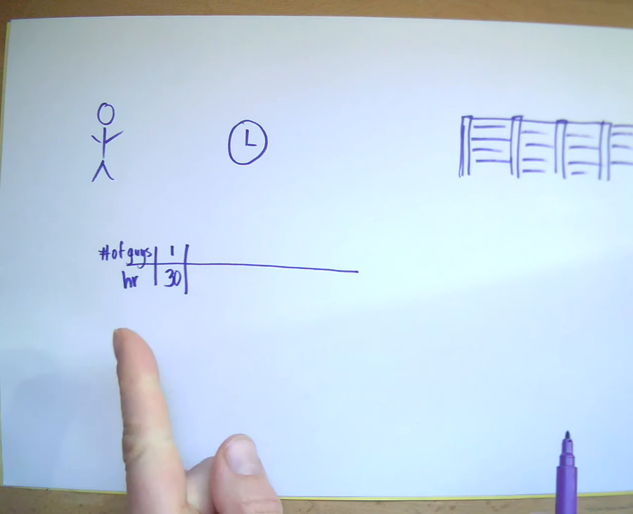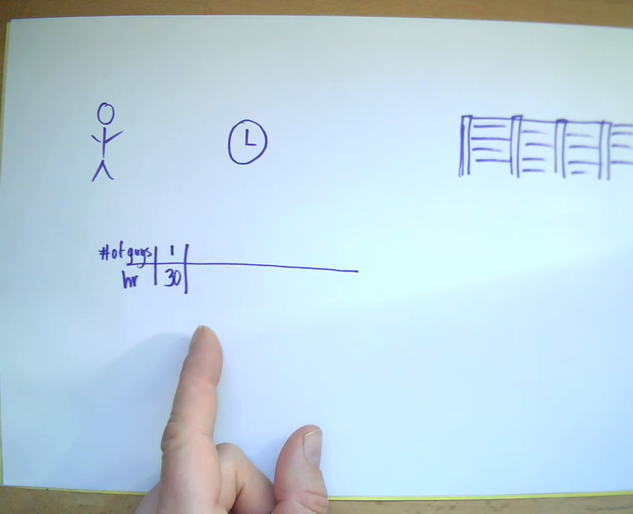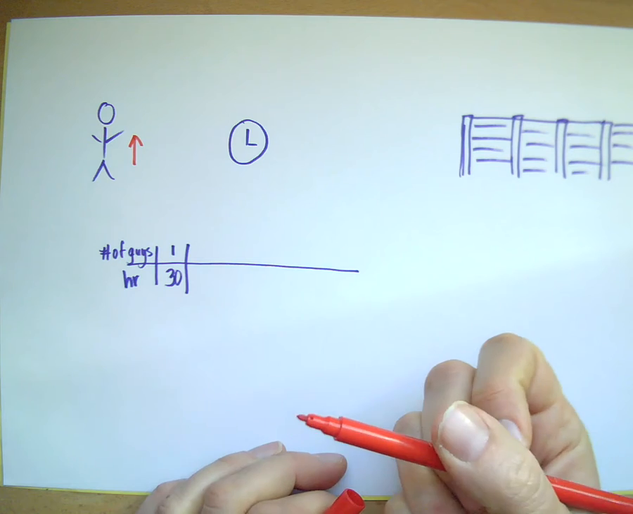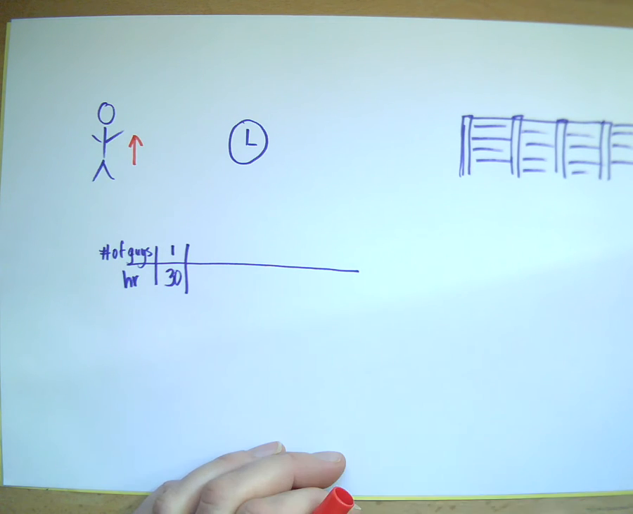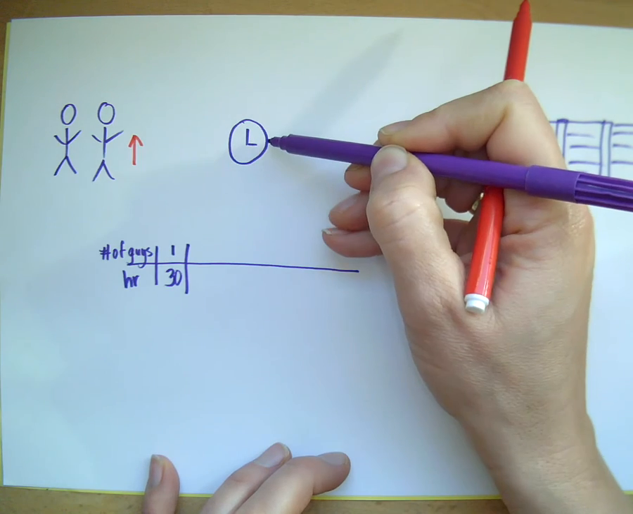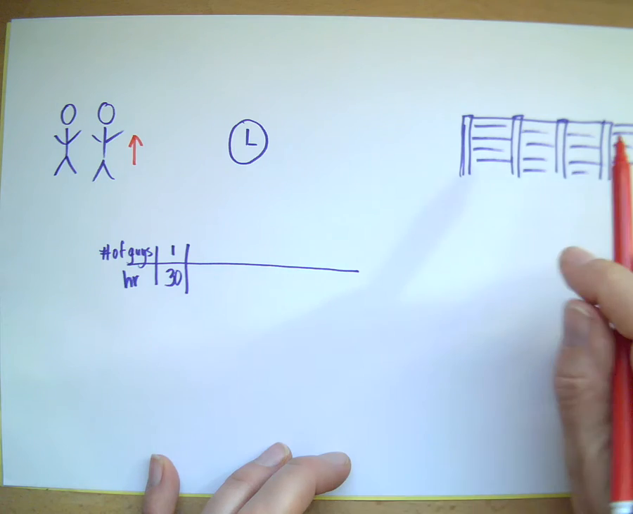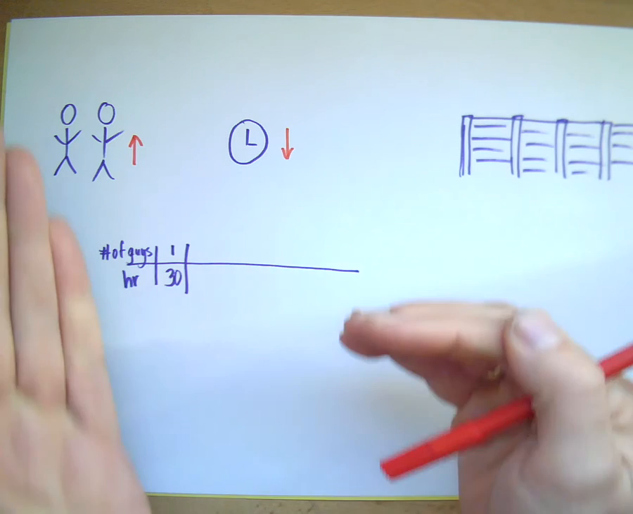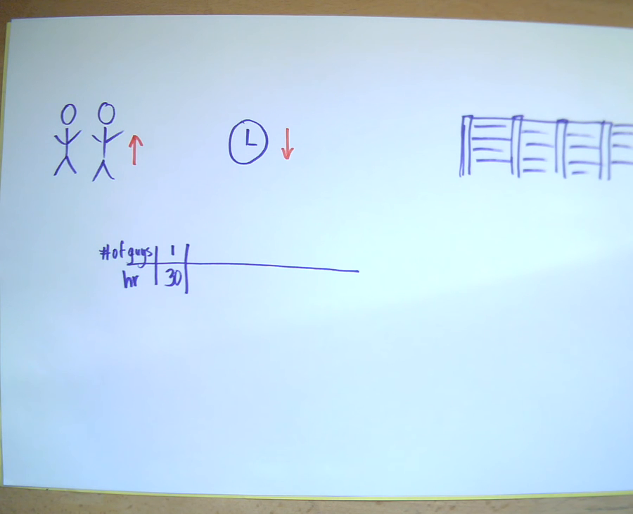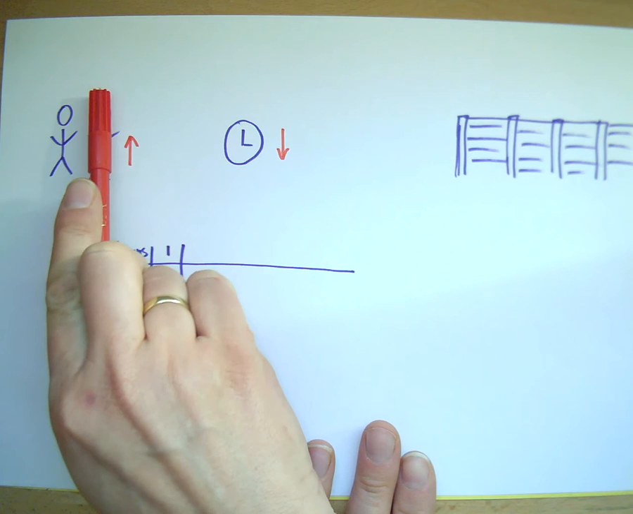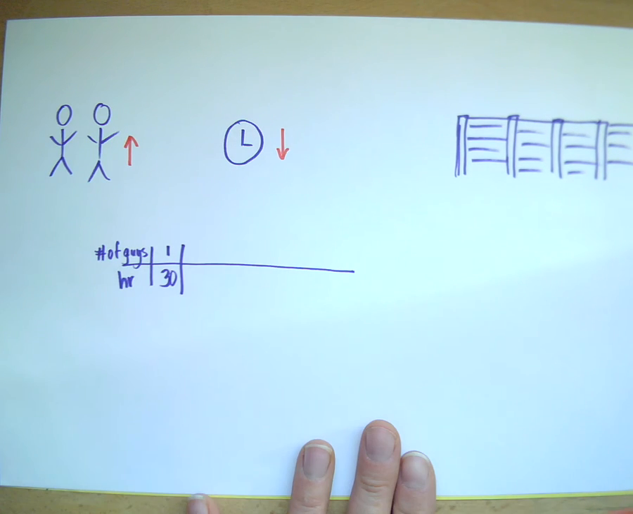Okay. This is a situation where as the number of guys painting goes up, like if this other guy shows up and helps him out with the painting, the time it takes him to paint the whole fence is going to go down. That is inverse proportion. These two variables vary inversely. The more guys painting, the less time it takes them.